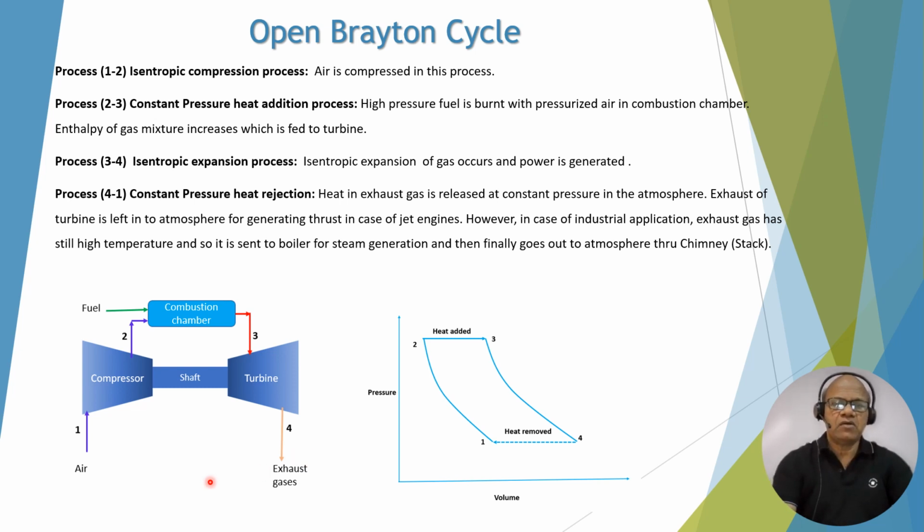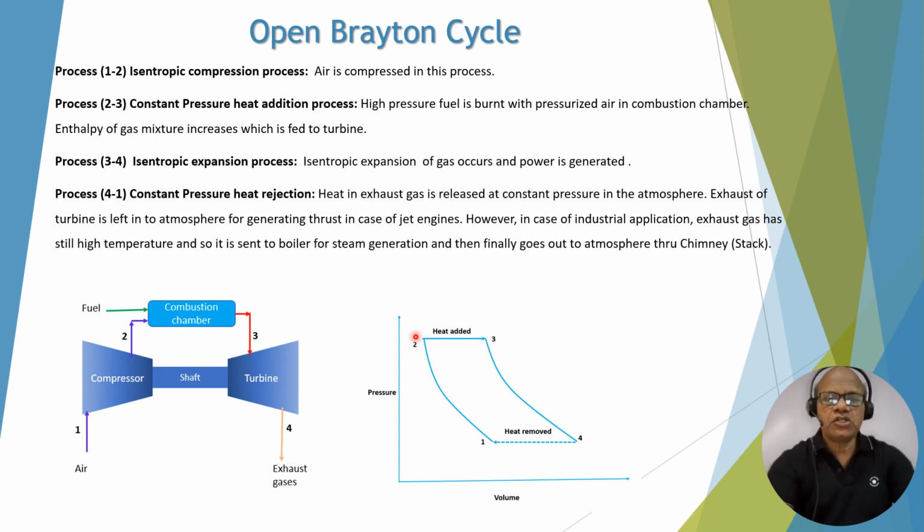That is why it is shown as a dotted line 4-1. In fact, in industrial applications, the exhaust is sent to the boiler for heat recovery and finally goes out to the stack or chimney. In the case of a jet engine, it is directly thrust out to the atmosphere.